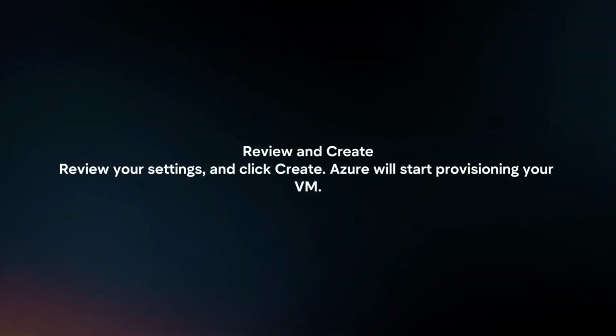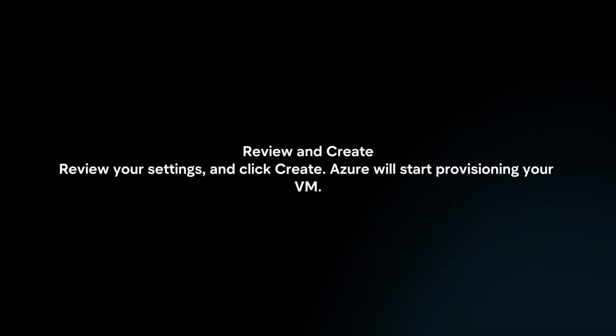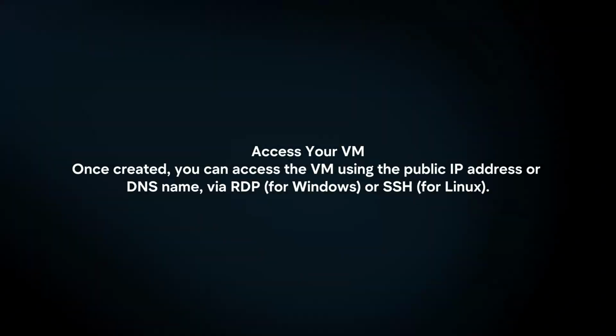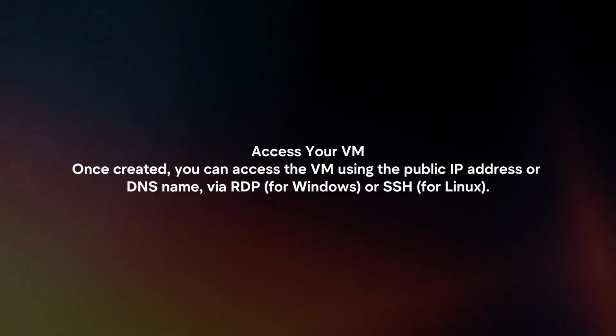Review and create. Review your settings and click Create. Azure will start provisioning your VM. Access your VM. Once created, you can access the VM using the public IP address or DNS name via RDP or SSH.